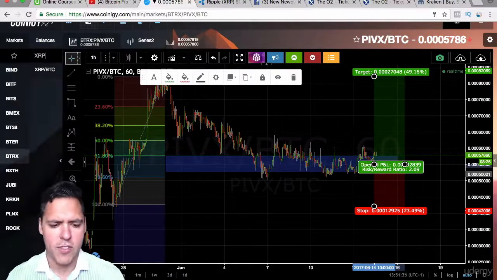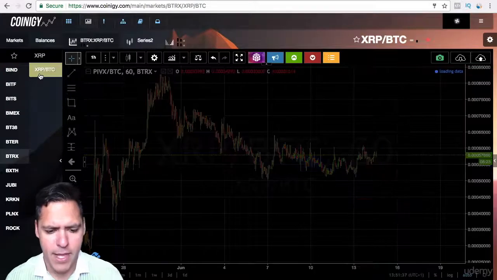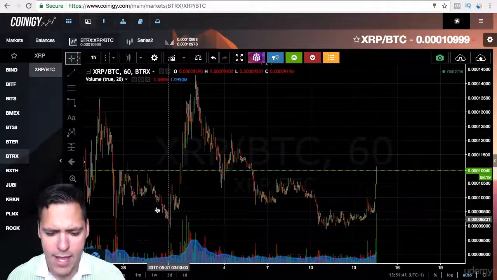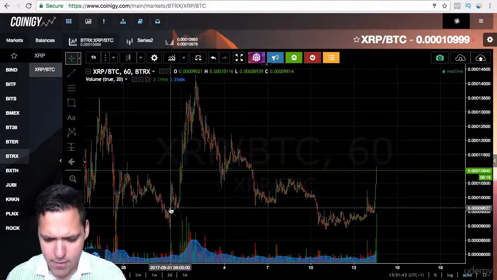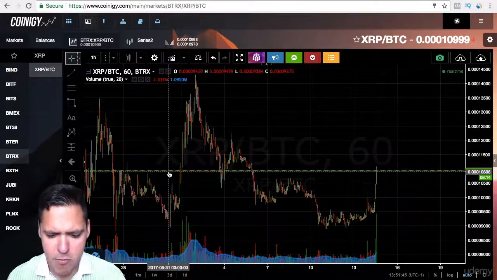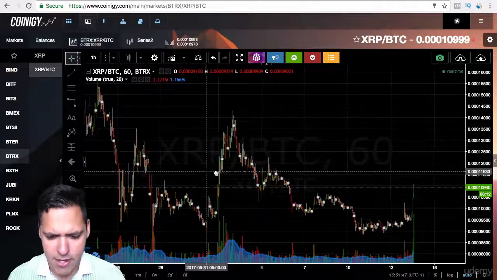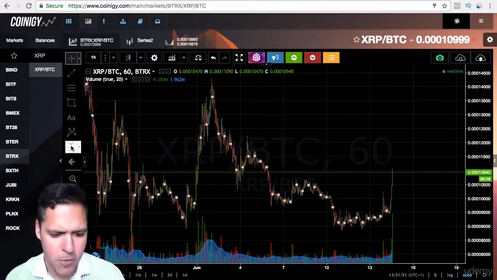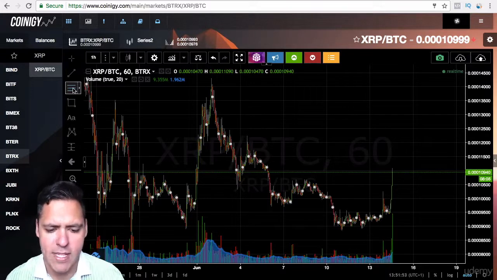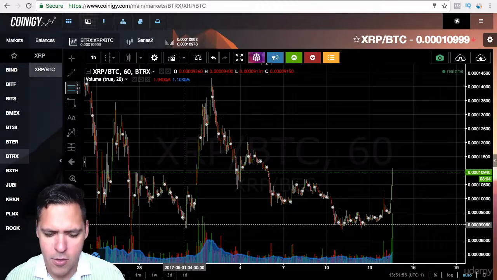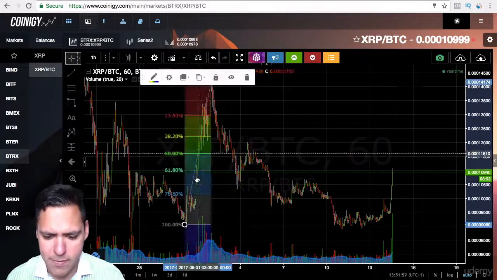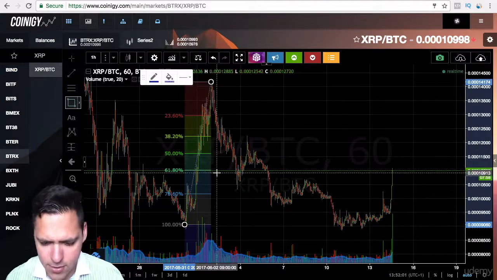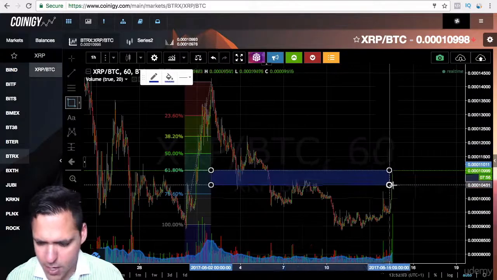Let's have a look at another one. Let's just have a look at Ripple. Okay, so we'll bring up Ripple. Ripple's another one that's done really well recently. So this is the most recent price rise. Are there any more? No. So this is the most recent price rise. So we'll use Fibonacci retracement once again: lowest point, highest point. And then we will get the rectangle to highlight the best point.